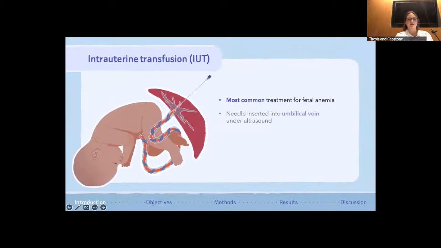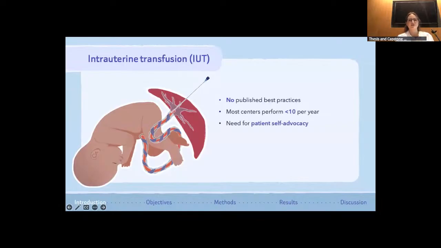Under ultrasound, a long needle is carefully inserted into the umbilical vein. Through this needle, blood can be transfused into the fetal circulation or drawn for testing. When performed by an experienced team, IUTs are successful 97% of the time. Currently, though, there are no published best practices for IUT, meaning the procedure can vary from center to center. Additionally, most centers in the US perform fewer than 10 IUTs per year.